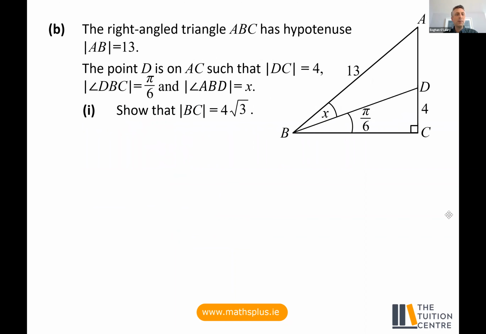Here we have a 2D diagram. It says the right angle triangle, ABC, has a hypotenuse AB of 13. So here's my 13. The point D is on AC such that DC is 4. We have the angle DCB is pi over 6. The angle ABD is x. We start off by looking for BC, which we have down here. BC is equal to 4 root 3. That's what we're asked to show.